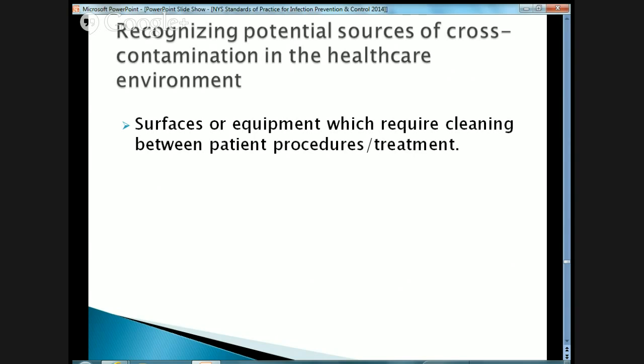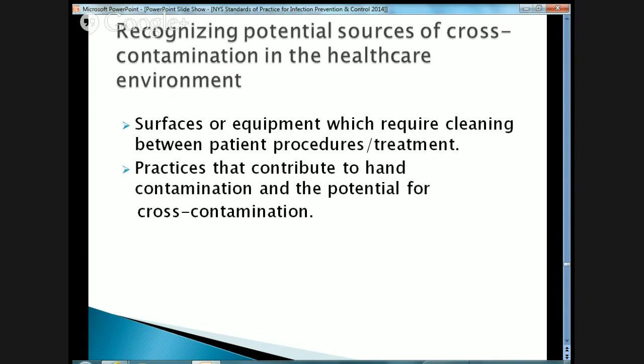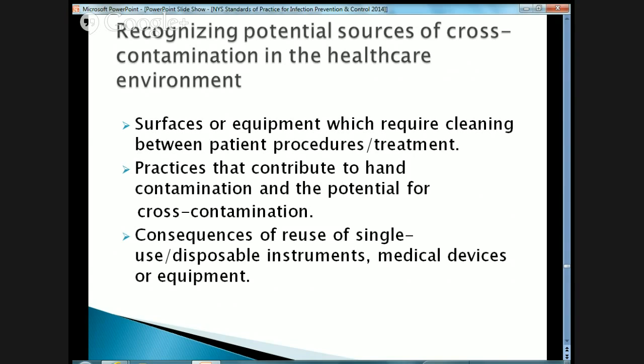Surface cleaning is required between procedures. If you're going from procedure to procedure in endoscopy, that room needs to be cleaned before the next person comes in. If you're in a dental office, the room needs to be cleaned before the next person comes in and it's set up. The reason you need to clean each room is the possibility of cross-contamination from the previous person.